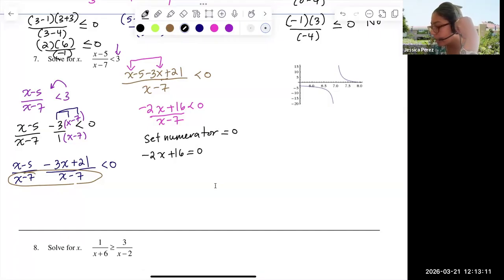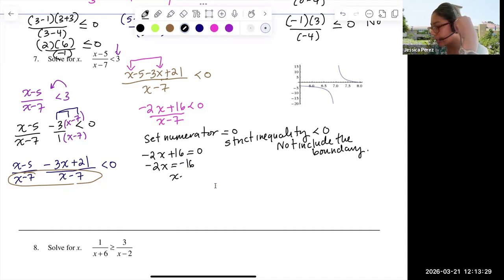And look at the inequality. This is a strict inequality. That means that it's strictly less than 0, so it will not include the boundary points. So what would be that boundary? Well, that boundary point, it's negative 2x is equal to negative 16, x is equal to 8. So x equal to 8 is not included. And that's because of the inequality, not because it's in the denominator.